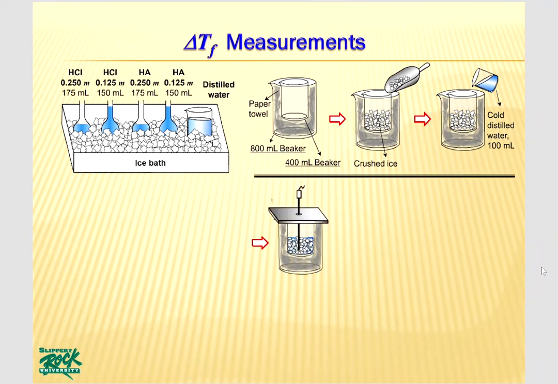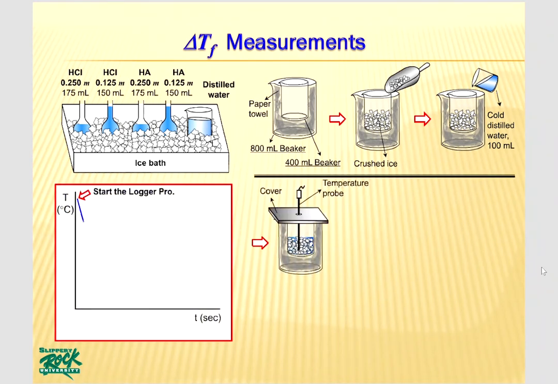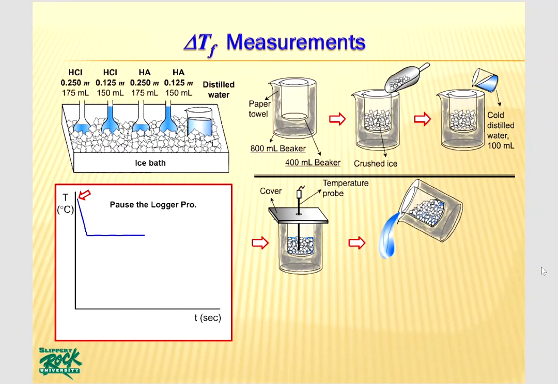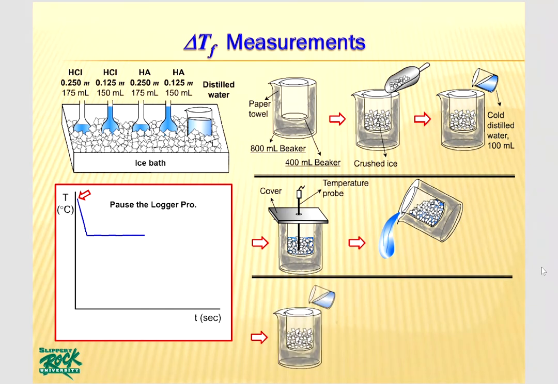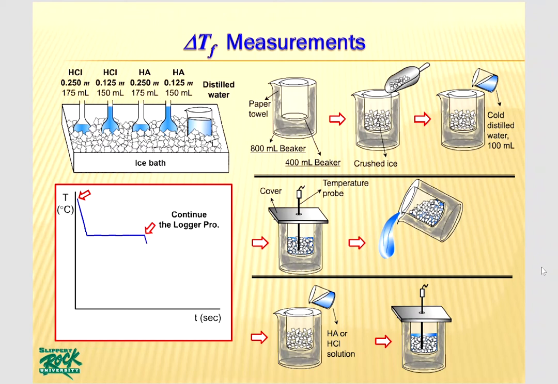Assemble the apparatus as shown in the picture. Start the LabQuest probe and let it draw a cooling curve. Stir the ice and water mixture well to achieve equilibrium. Temperature would remain constant at equilibrium, drawing a plateau line. Pause the probe, open the cover, pour off water, and add an electrolyte solution. Put the cover back, continue the probe. Wait until it reaches another plateau line.